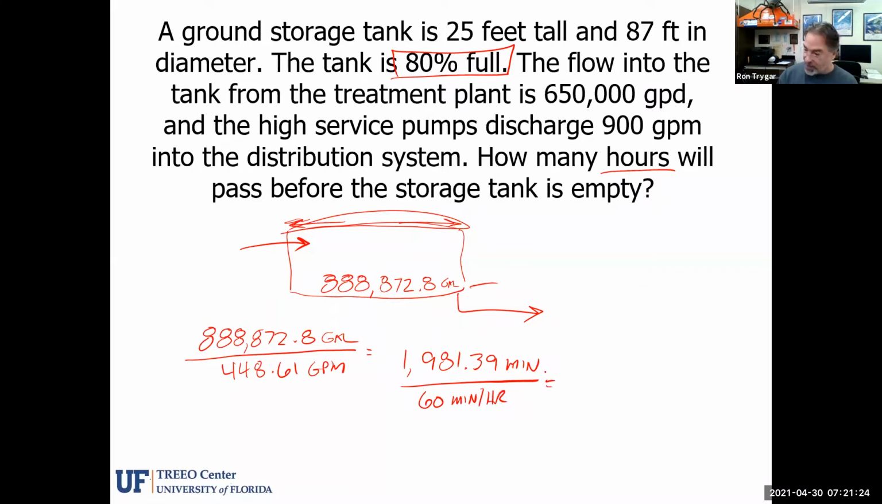1,981.39 is the minutes, divided by 60, and we came up with 33.02. We don't really need to worry about the small numbers here, but we'll put it up here. 33.02 hours before that tank is empty.